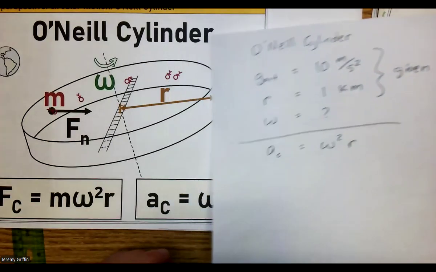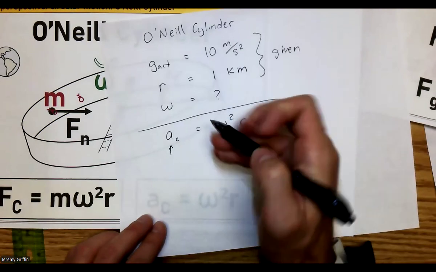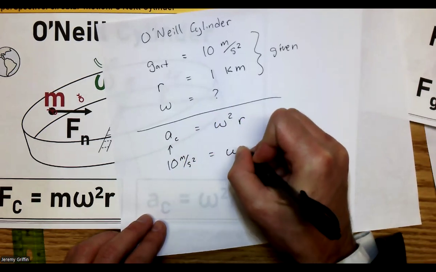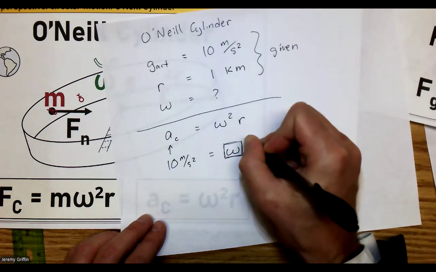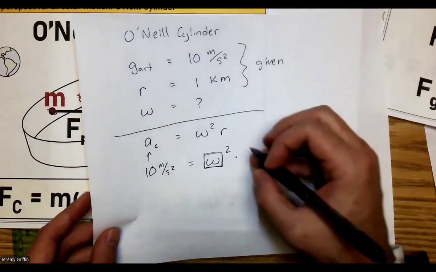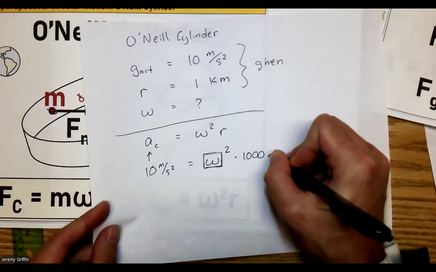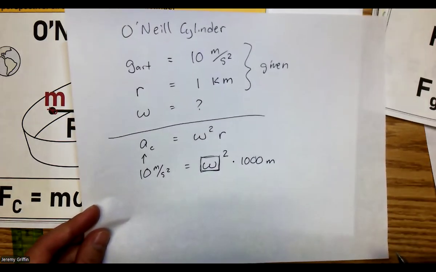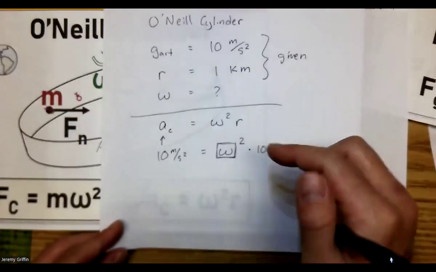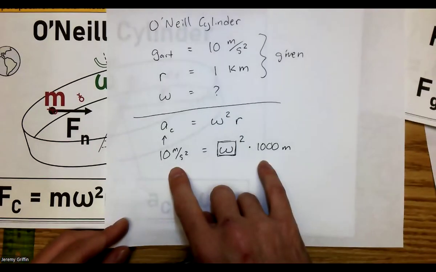Now what? Hey, what are you going to plug in for centripetal acceleration? 10 meters per second squared we're targeting. We're solving for omega. That's how fast it's rotating. That's the question. So it's being squared there. What are you going to plug in for radius? 1,000 meters. That's right, because 1 kilometer is 1,000 meters. Let's do base SI units. Can you divide that over? 10 over 1,000. Is that like 1 over 100?